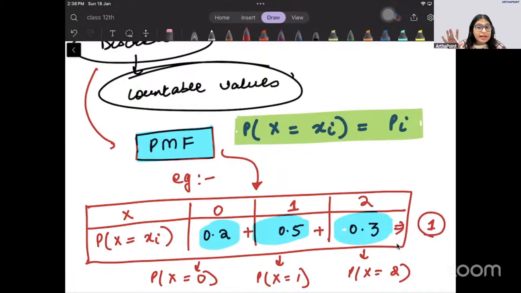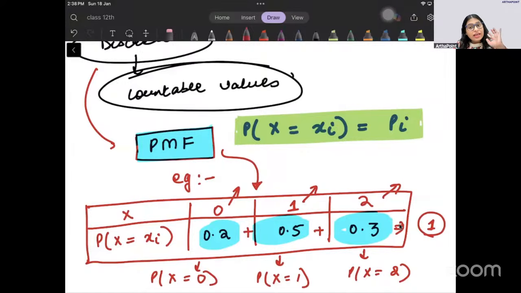So any random variable will have a PMF as long as it is discrete. Discrete means, look, the values are 0, 1, 2. It is not 0.5, not 0.2, not 0.22. It's not a continuous random variable. It has just 3 values. Discrete values: it can be 0, 1, or 2. And corresponding to that we have written its probability. Then this will be called probability mass function.